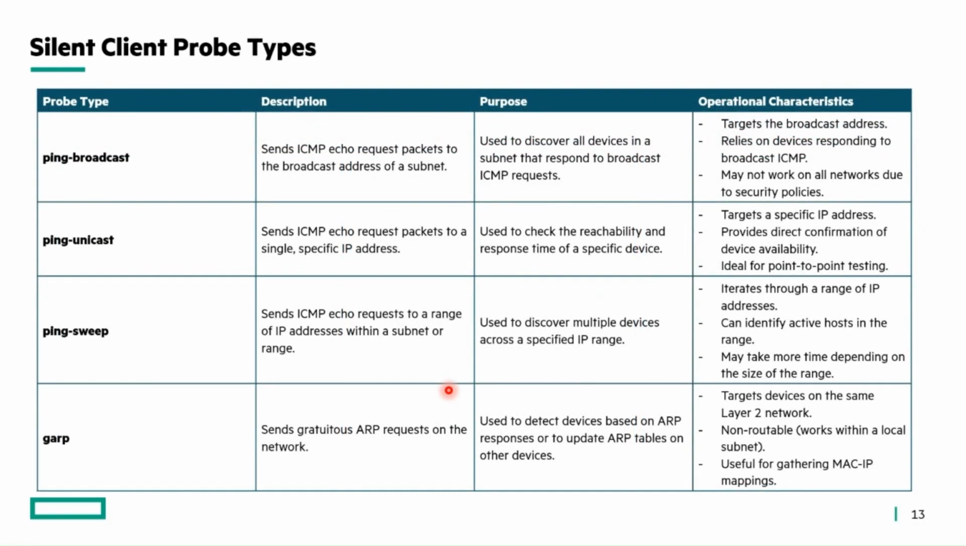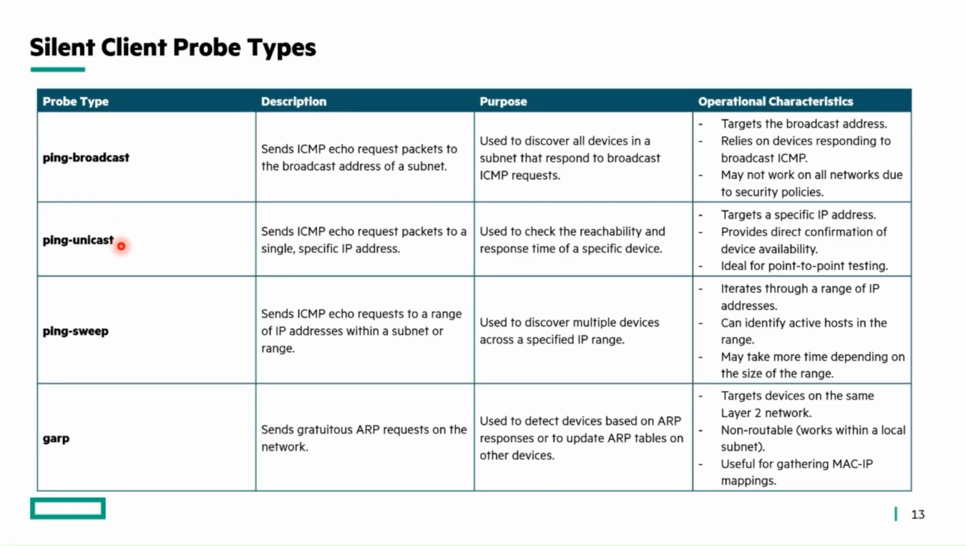So now let's see the silent client probe types. As I mentioned in the previous slide, there are four main probe types used to wake up the silent clients. So we do have ping broadcast. It targets all the devices in the subnet, and there may be certain security-wise restrictions. They may try to block the ping broadcast. So kindly make sure your silent client device responds to the ping broadcast. Based on that, you can configure this probe type.